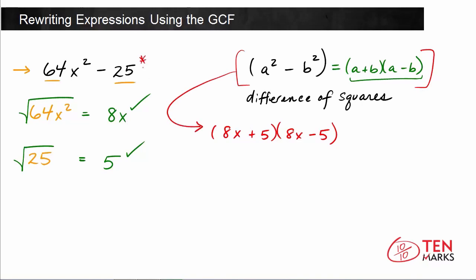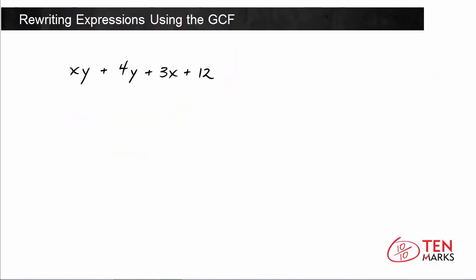And the reason we were able to do that was because we noticed that 64x squared and 25 are both perfect squares. Now let's try a problem that has more than two terms. Here we have an expression that has 4 terms, and we want to factor this. Now, all 4 terms of this polynomial do not have a common factor. But what you can do is you can group together terms that do have common factors and just throw in some parentheses to group them.